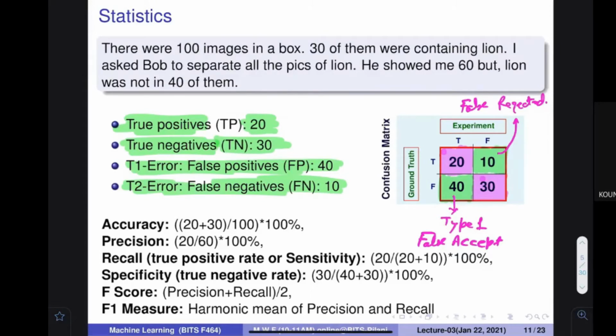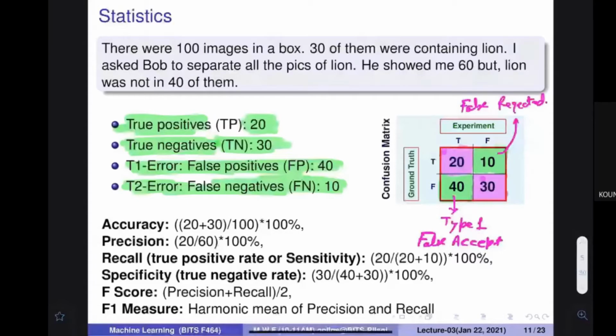So I want to ask a question: two kinds of errors are there. One is a false accept and another is a false reject. Which of them is more severe? Which of them is more problematic? Type 1 or type 2? Can anybody tell? Type 1 is more problematic and type 2? 1 or 2?